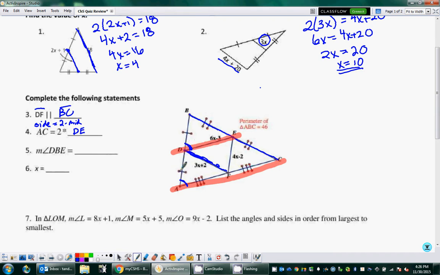For number 6 here, the perimeter of that outside triangle is 46. So the perimeter of DEF is half of that, because remember, my mid segments are half as big as the parallel sides. So since I know that, all I've got to do is add 3x plus 2, that's one of the sides, 4x minus 5, and 6x minus 3 to equal 23. Okay, so when I combine terms, I've got 13x plus 2 minus 3. So 13x is going to be 26, and x is going to be 2.